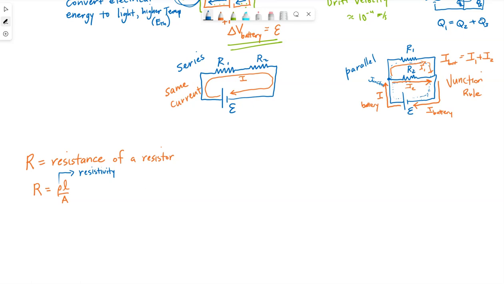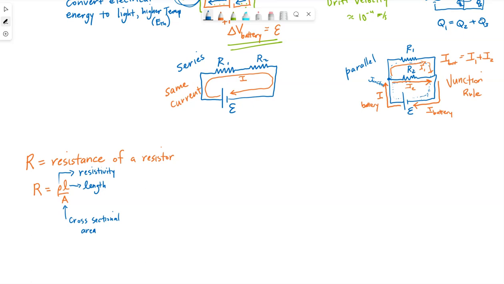It's related to what we call the charge density, which is a number of charge carriers per volume, and how often these electrons could potentially run into the nuclei, different atoms within the conductor. L here is the length of the material making up our resistor. And A is the cross-sectional area of the material making up the resistor.